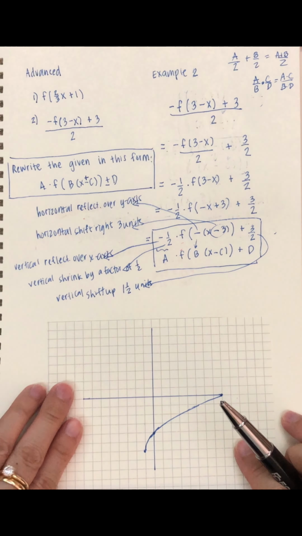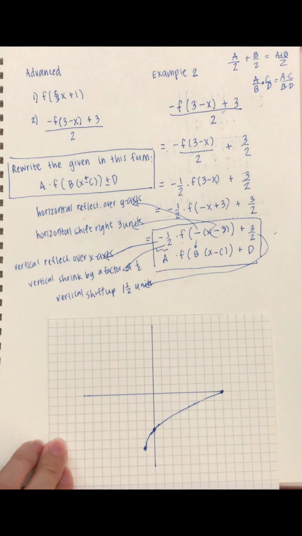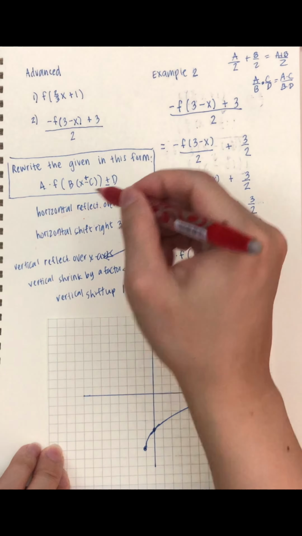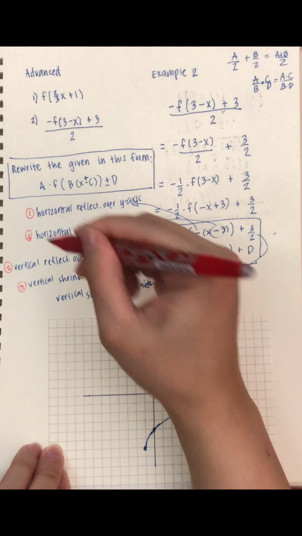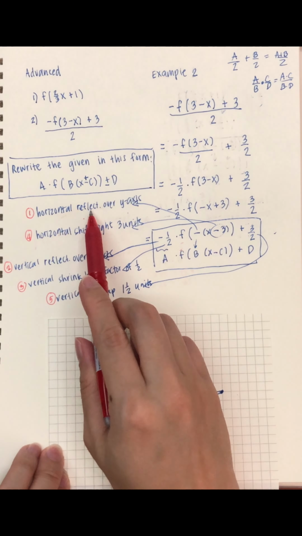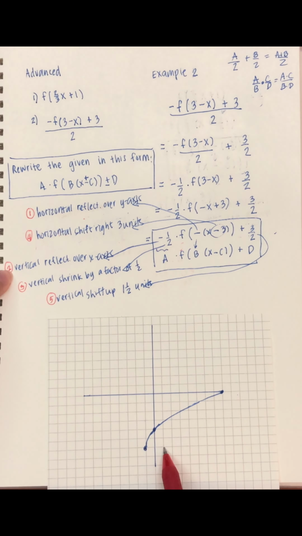Let's use this one. Point by point. So we'll use this point, and this point. Starting with this, I will do it in this order: reflection, reflection, dilation, shift, shift. Let's go. A horizontal reflection over the y-axis. From here, it goes here. A vertical reflection over the x-axis.